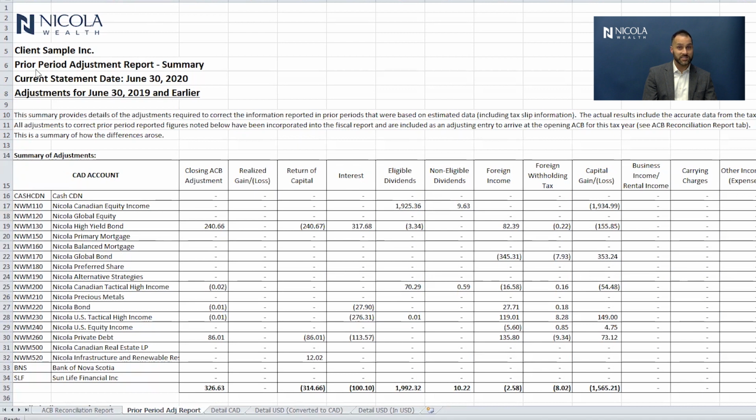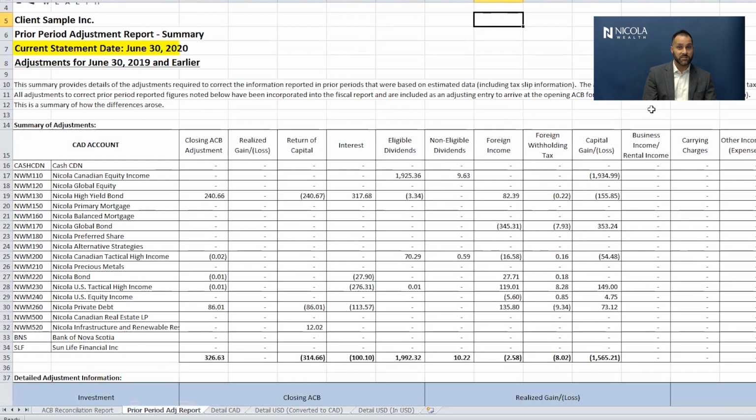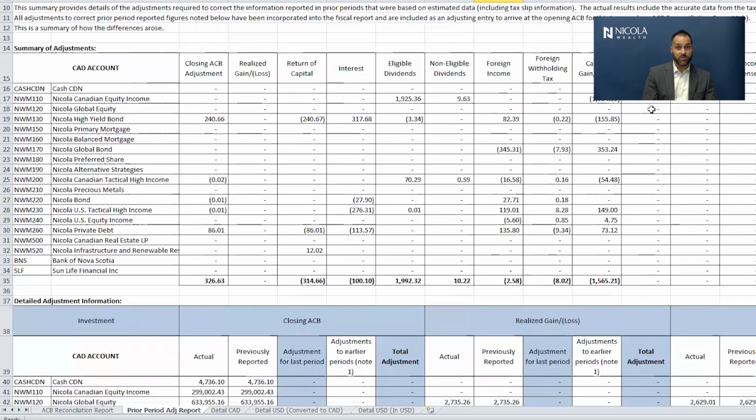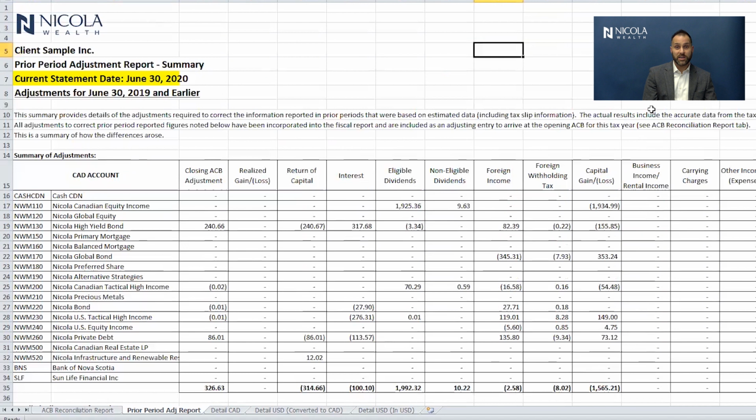As seen in this example, this corporation has a June 30th year end. This fiscal report is made available a few weeks after the tax year end, in this case, July. Since the tax slips are not available for the current calendar year, the breakdown of income is based on the most recent year available. The following year, the opening ACB is adjusted to incorporate the income breakdown that should have been included.